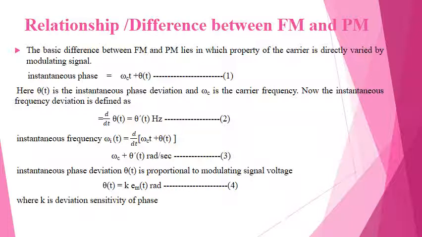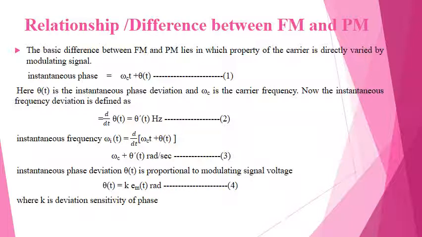in the modulating signal. So we have taken the instantaneous phase as omega c t plus theta(t). Here theta(t) is the instantaneous phase deviation and omega c is the carrier frequency. So the frequency deviation will be denoted as d by dt of theta(t), which is equal to theta dash of t hertz. So substituting into the instantaneous phase frequency equation, omega i(t) is equal to d by dt of (omega c t plus theta(t)), then we will receive omega c plus theta dash of t radians per second.